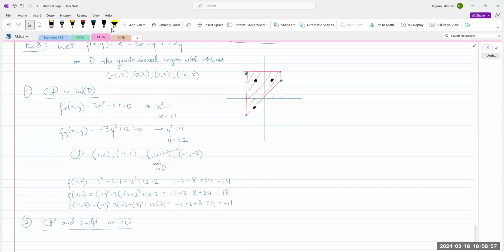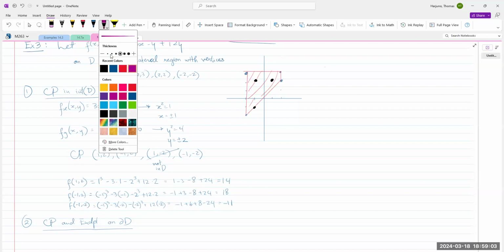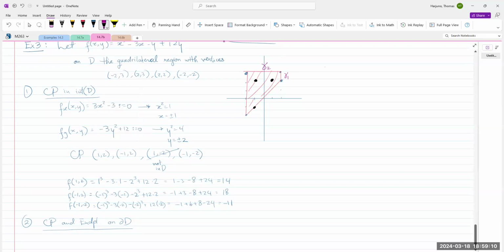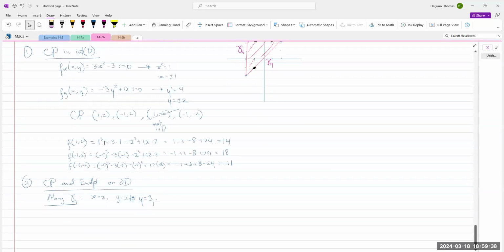The thing is, I need to parameterize this though. Let's start with this. This is gamma 1, this is gamma 2, this is gamma 3, and this is gamma 4. Okay, so gamma 1, where the x equals 2, but the y moves from 2 to 3. Right? Okay, just replace the function right away then.